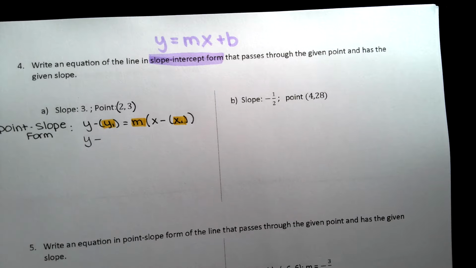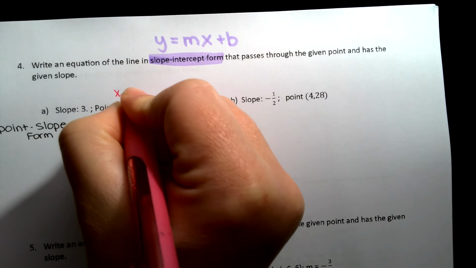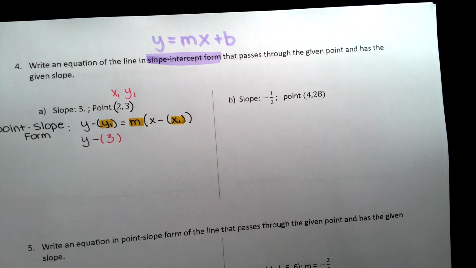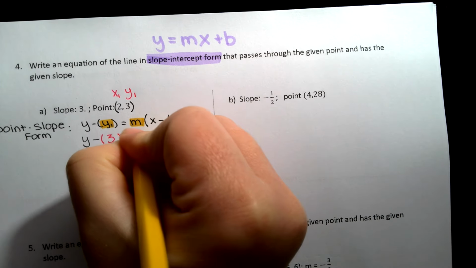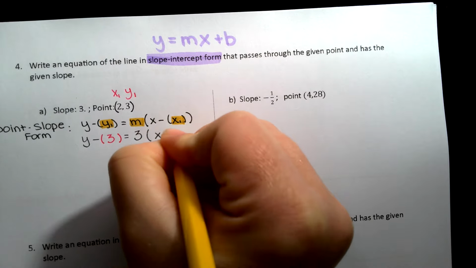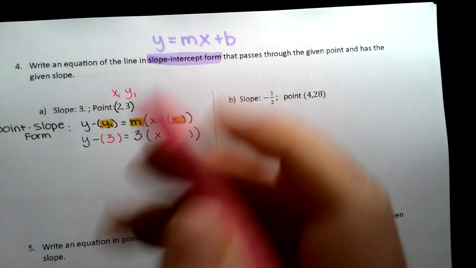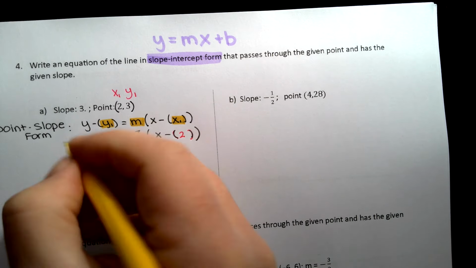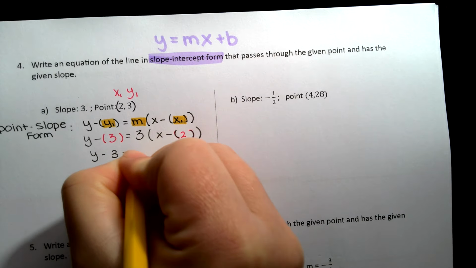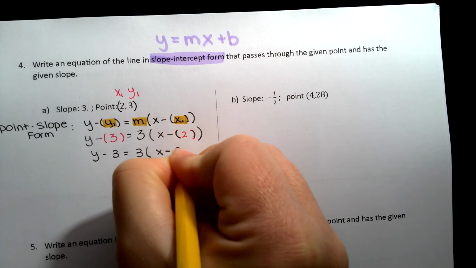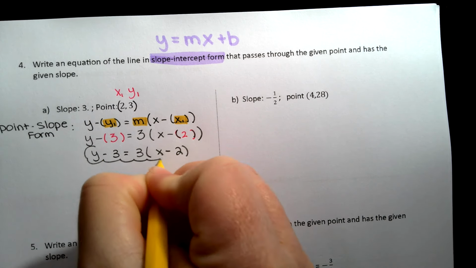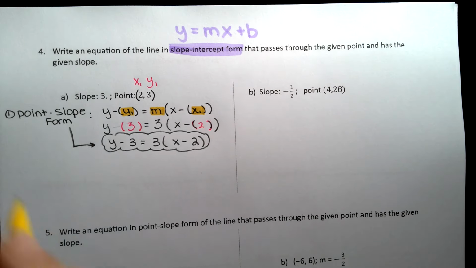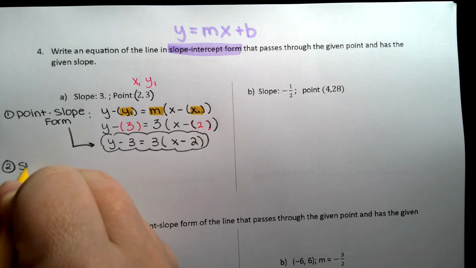Oh, I did not label my point. Let's go back. x1 is here, y1 is here. So that means y1 is going to be 3. Slope is given to us. Slope is 3. And then x1 is going to be 2. Any double negatives? No. So we're going to just drop some of our parentheses. Don't drop all of them. Again, this right here is not your answer. This is your point slope form. So we need to continue to write it in slope intercept form.